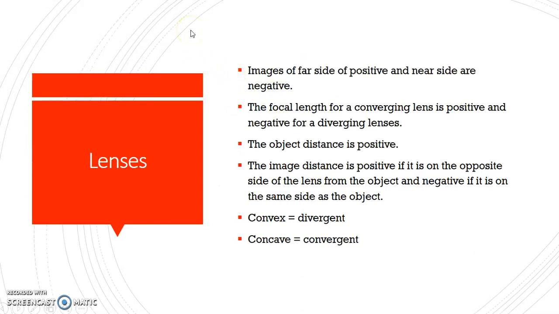The image distance on the far side is positive and on the near side is negative. The focal length for a converging lens is positive and negative for a diverging lens. The object distance is positive, and the image distance is positive if it is on the opposite side of the lens from the object, and negative if it's on the same side of the lens as the object. Another way to think about it, which I think is a lot easier, is that divergent is the same kind of concept as convex, and convergent is the same kind of concept as concave.